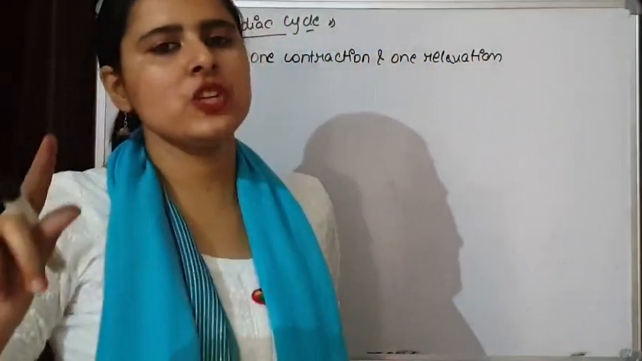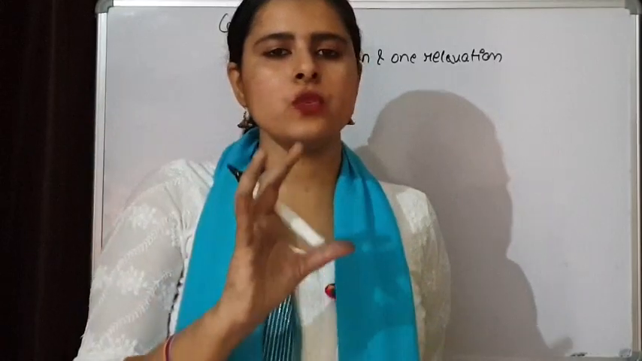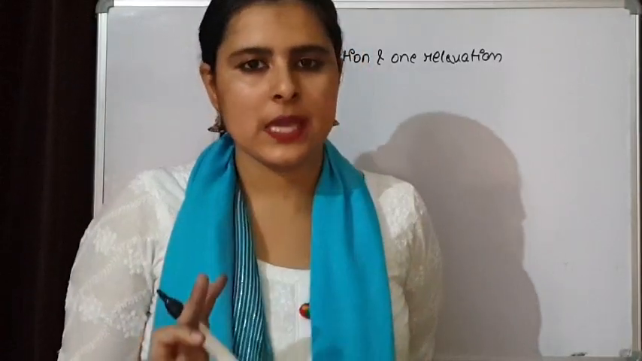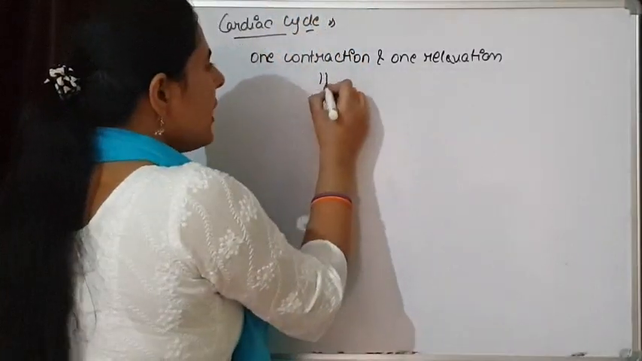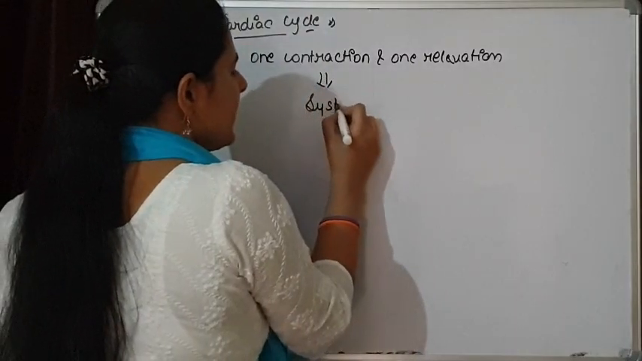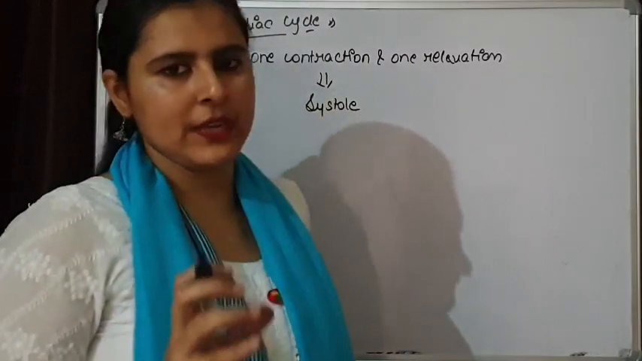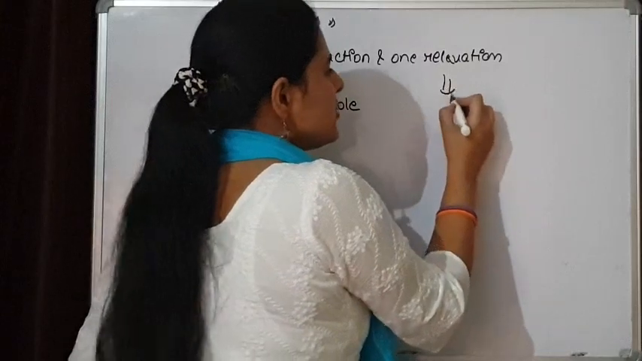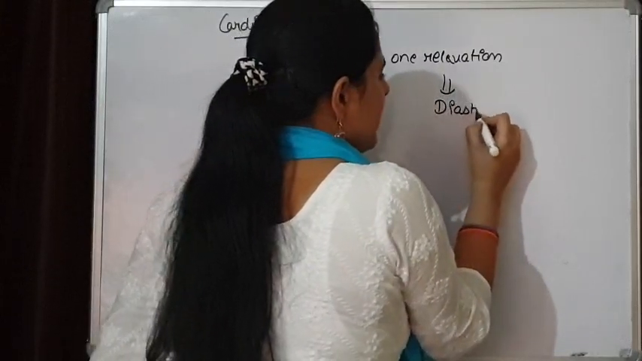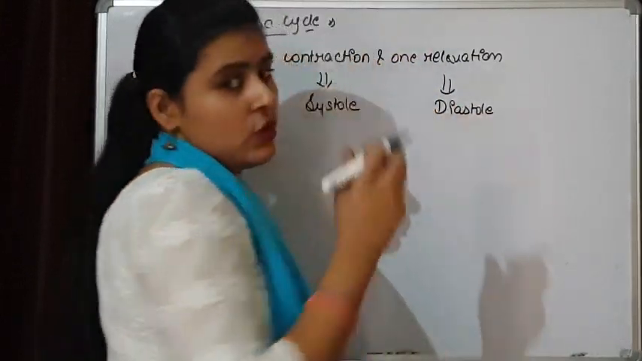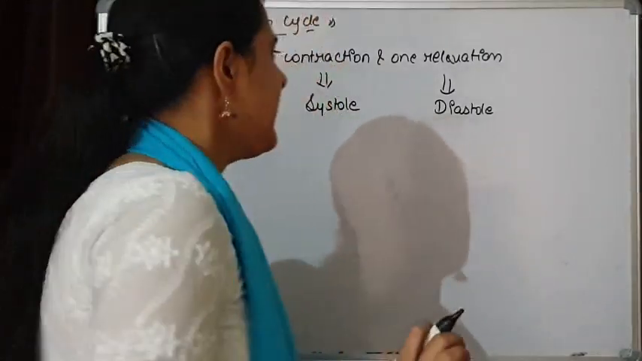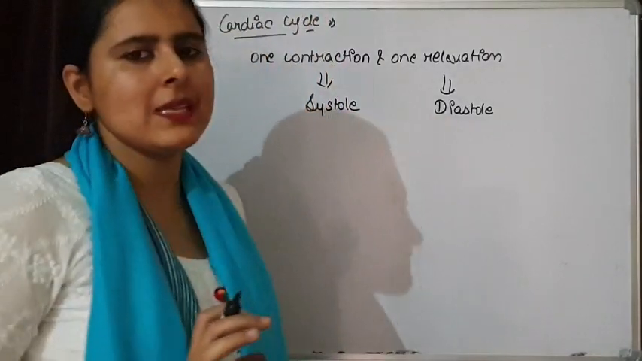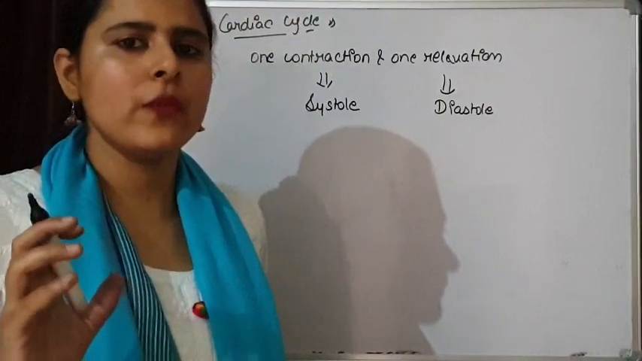So one contraction and one relaxation is going to make one cardiac cycle. The contraction of the heart is known as systole. Systole simply means contraction of the heart, and relaxation means diastole. Diastole means relaxation of the heart. Now let's see what the cardiac cycle is and what the different stages of the cardiac cycle are.